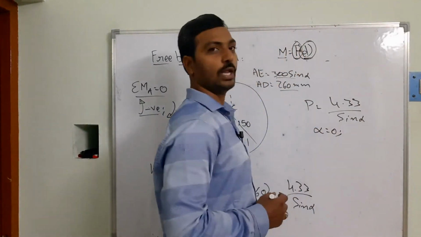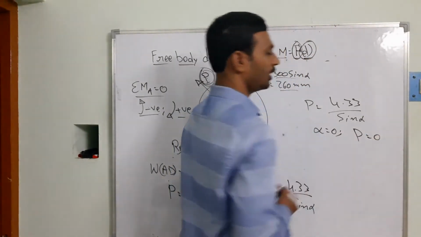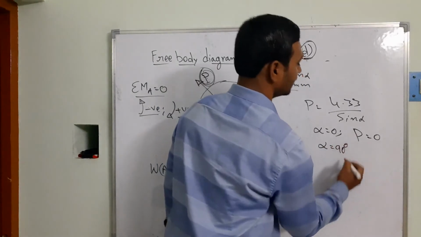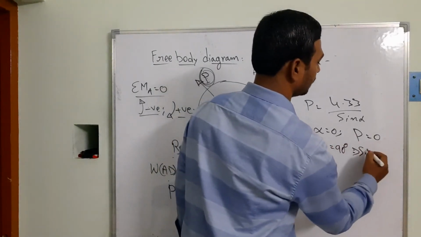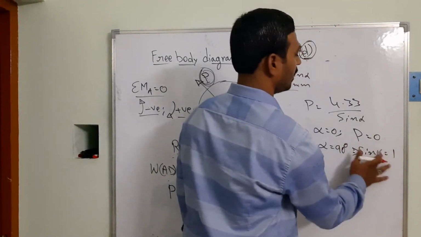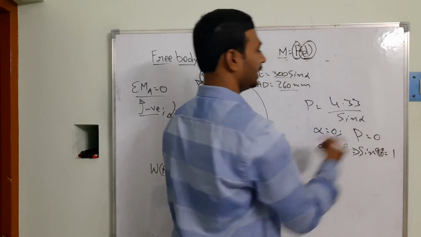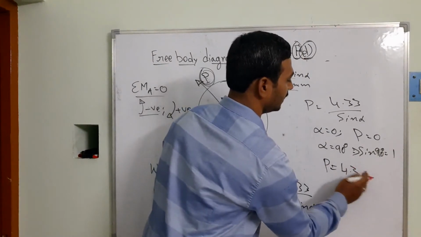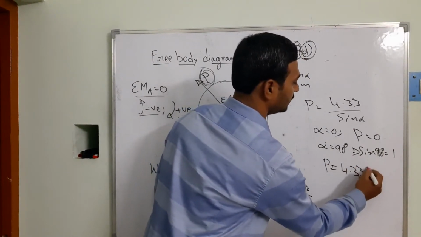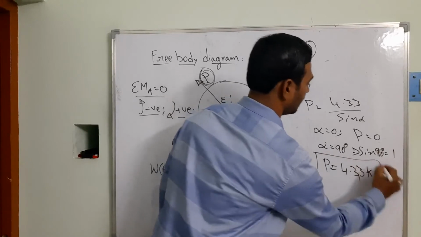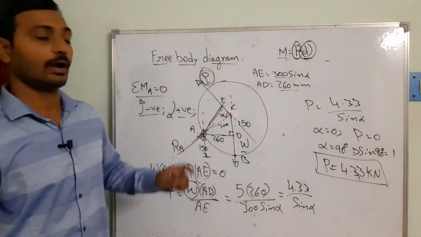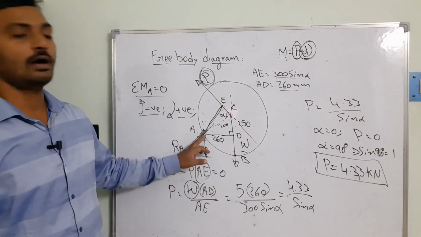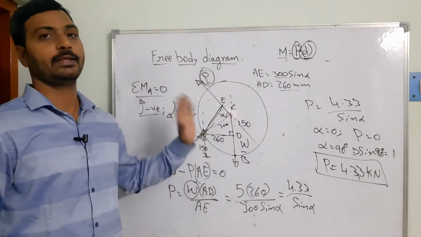If I substitute P equal to 0 and alpha equal to 90 degrees, so that sine alpha is equal to 1, then P is equal to 4.33 kilonewtons. This is the least amount of force that we apply at the center of the wheel so that it climbs on the point A.